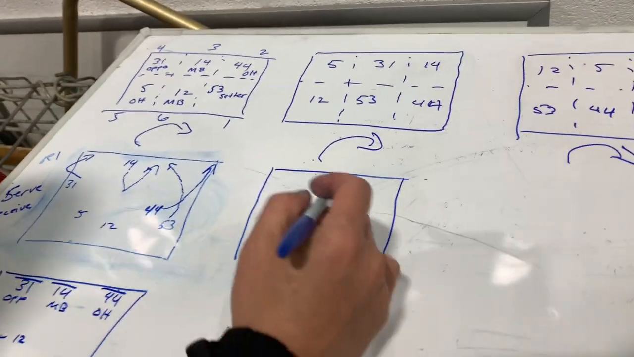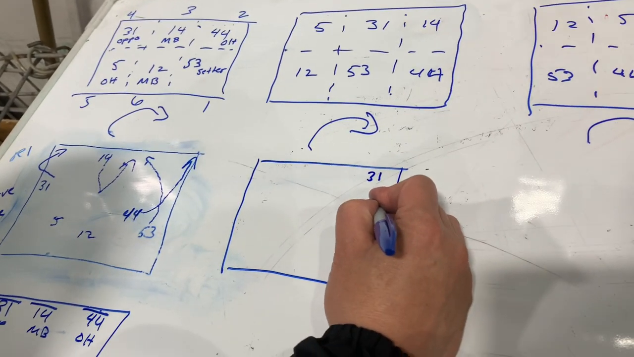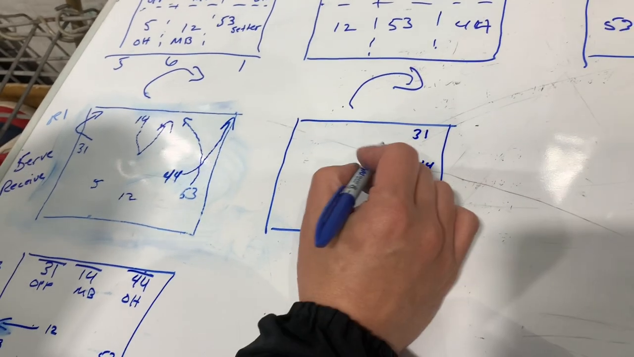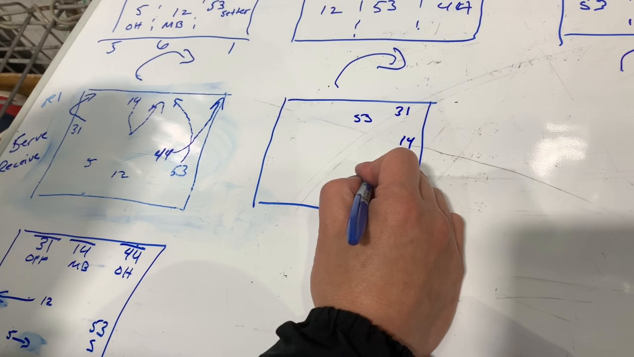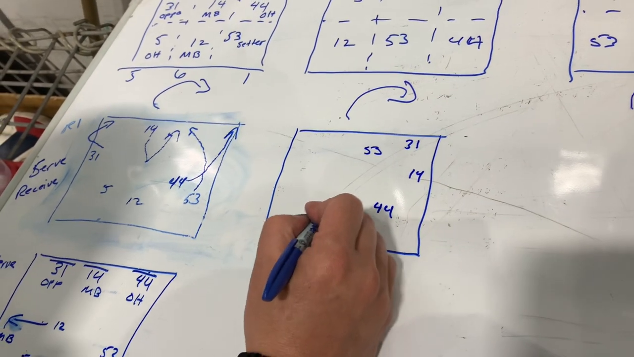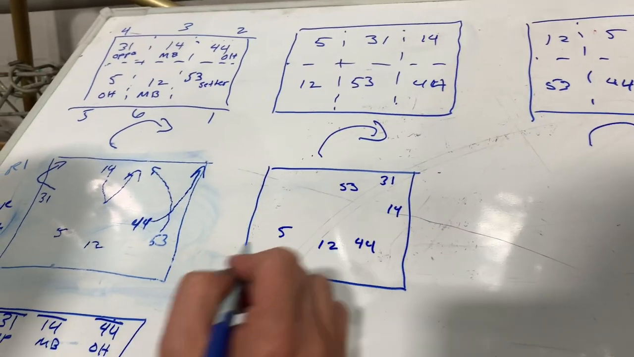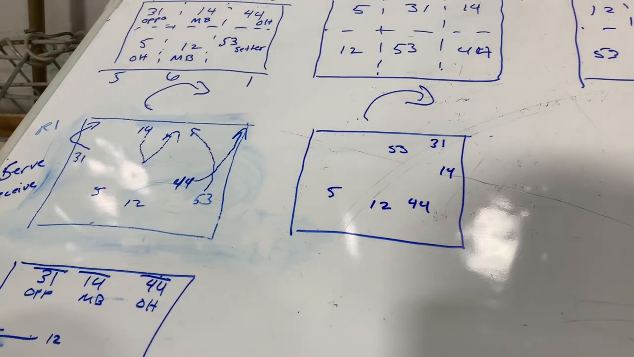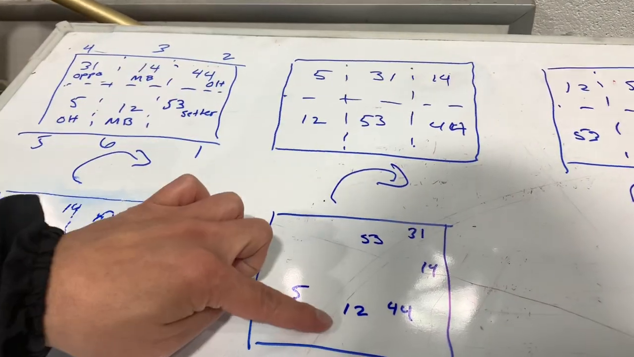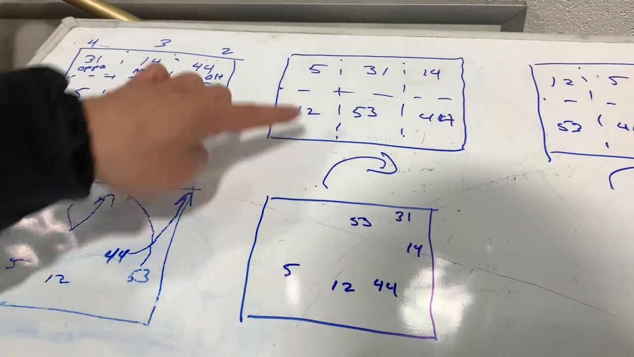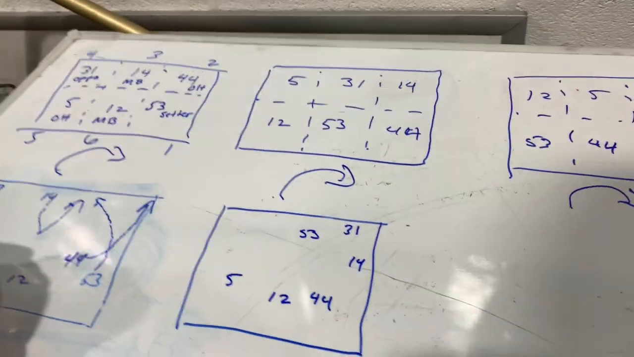So this is row two. What we do in row two is we can do 31 here, 14 here, 53 stands here, 34 is here, 12. 53 has to be in between 12 and 44, but behind 31. So 31 is still slightly in front of him.